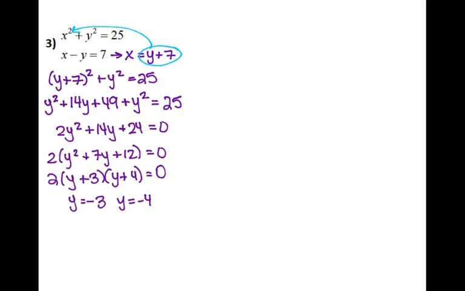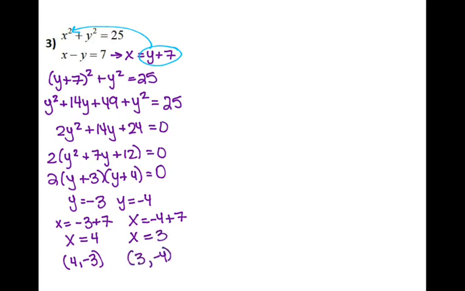So now that I know that y is -3 and -4, I can plug it in and solve for x. So I have x = -3 + 7. So I have x = 4. So my first ordered pair is (4, -3). And for my second one, I have x = -4 + 7. So x = 3. So my other ordered pair is (3, -4). And those two are your solution.